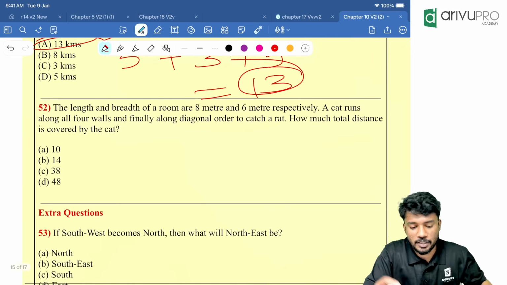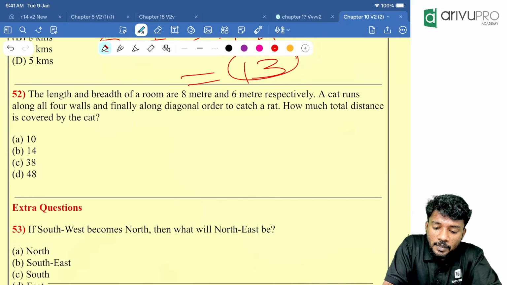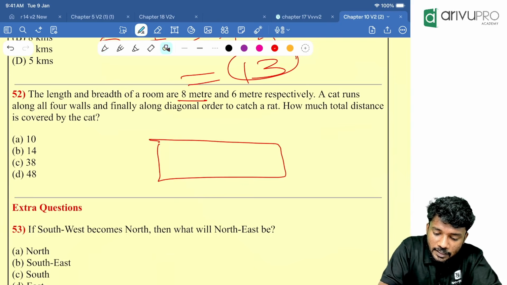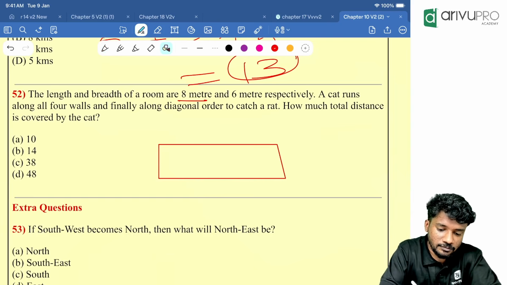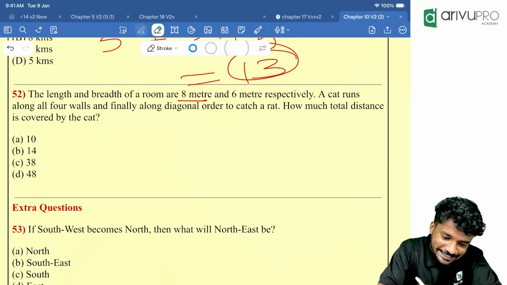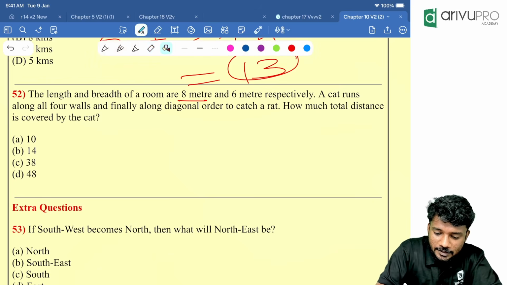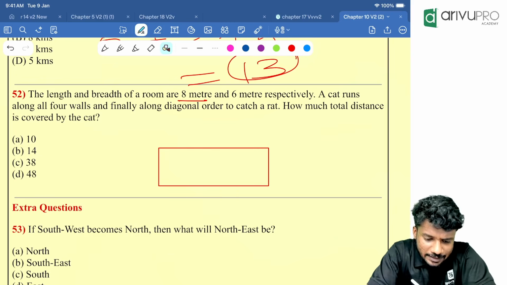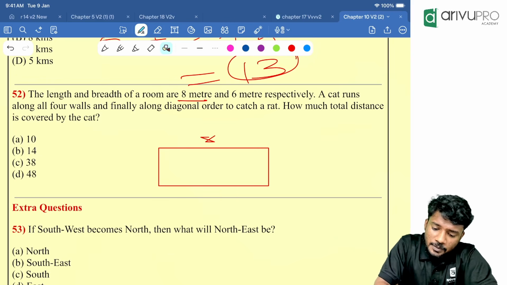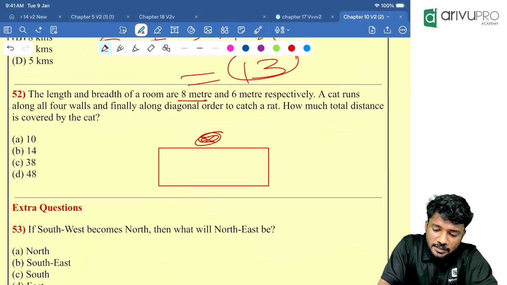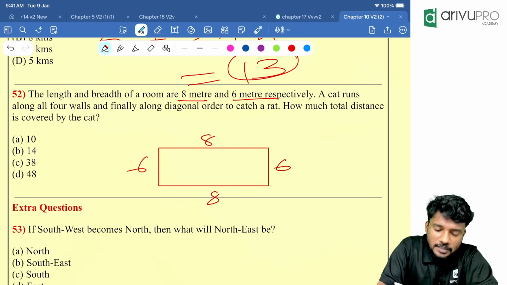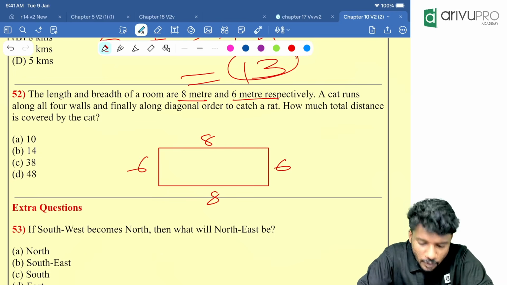Now the another question. The length and breadth of a room are 8 meter and 6 meter respectively. Last time I drew, I was in 12th standard. I still draw like a 12th standard. Yes, so yeah. Fine. This is a rectangular room. Length is how much? 8 meter. That means this is 8. Opposite also is 8. Breadth is how much? 6 meter. Opposite sides will be also 6.